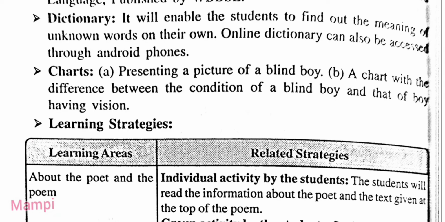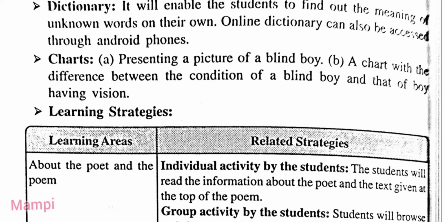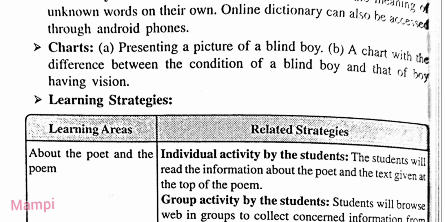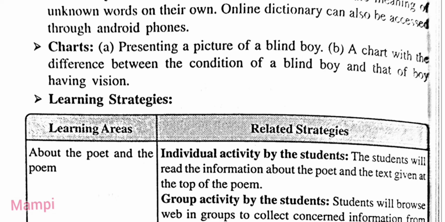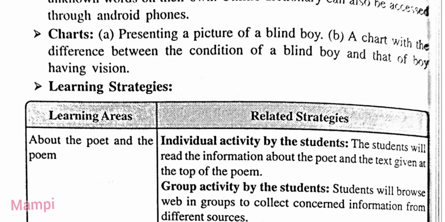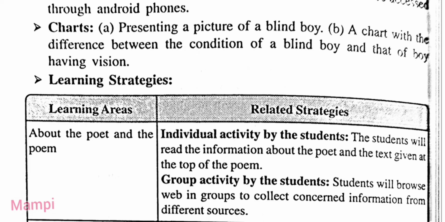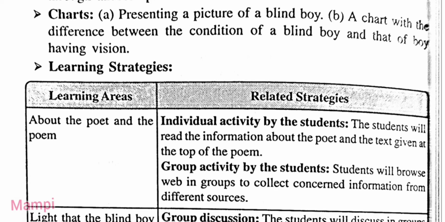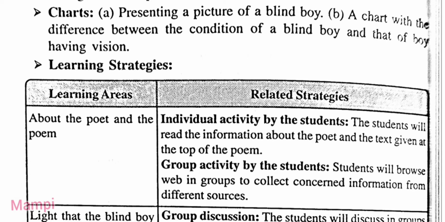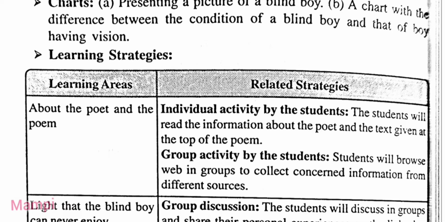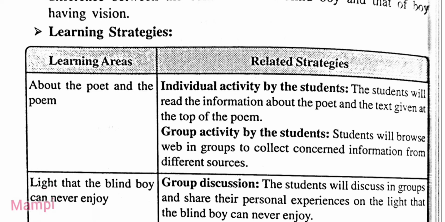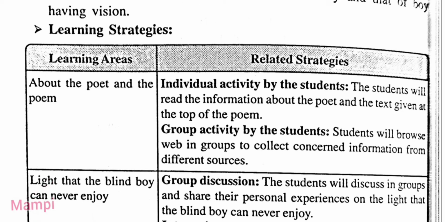Next point is learning strategies. There are 2 columns in this table. First column is learning areas and second is related strategies. First point is about the poet and the poem. Individual activity by the student. The student will read the information about the poet and the text given at the top of the poem. Group activity by the students. Students will browse the web in groups to collect concentrated information from different sources.